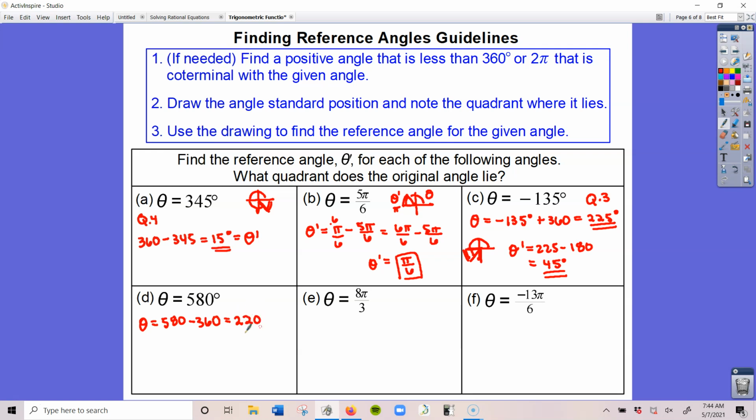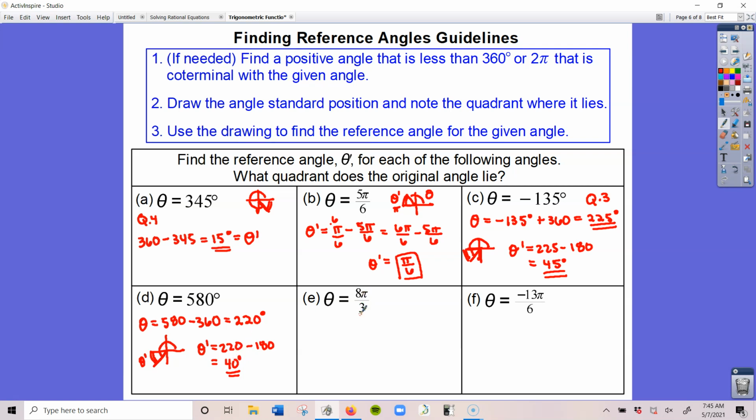Now we're going to think about where this angle lies. So I'm going to draw here my little coordinate grid. 220 is more than 180, so it'll be around here somewhere. That means that my reference angle is this part there. So that would be theta prime. In order to find that angle, same as we did over here for C, I would have to take 220 and subtract 180 to get that little part there. And 220 minus 180 is 40 degrees.